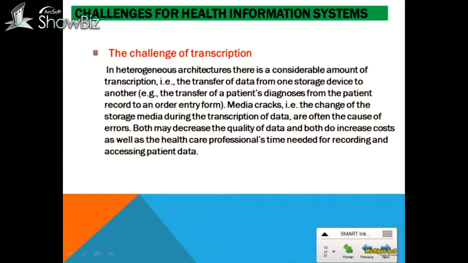Also, we have a challenge of transmission. Because you want to transfer the data from one place to another, there is possibly a reduction in the quality of the data, especially for images. Sometimes you want to transfer some MRI or CT pictures to another doctor. Sometimes you need to do compression. Compression means loss of quality.